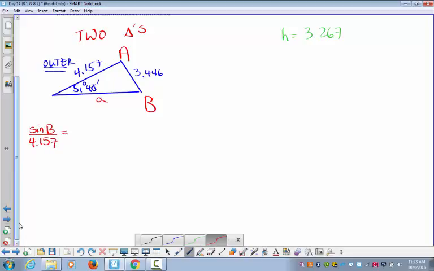And then our known pair will be sine 51.48 divided by 3.446. So B will be the inverse sine of this fraction.